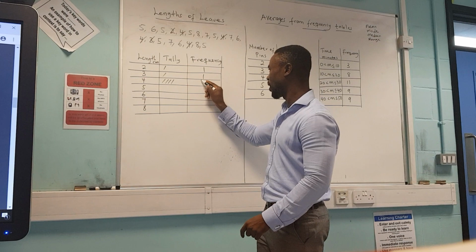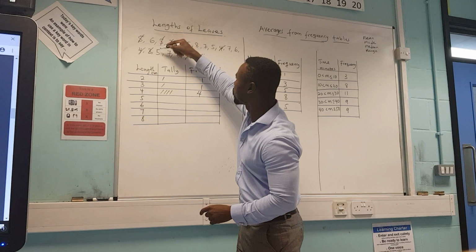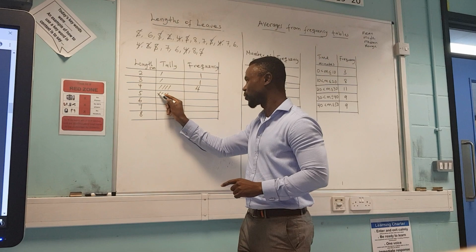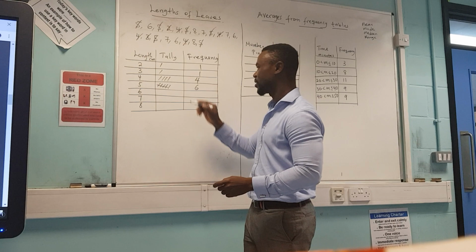If we look at five, that is one, two, three, four, five, six. So six of them. You do one, two, three, four, and instead of writing the fifth one, you use it to cross out. That shows you've got a bunch of five. Then you put a one there. So that is six.